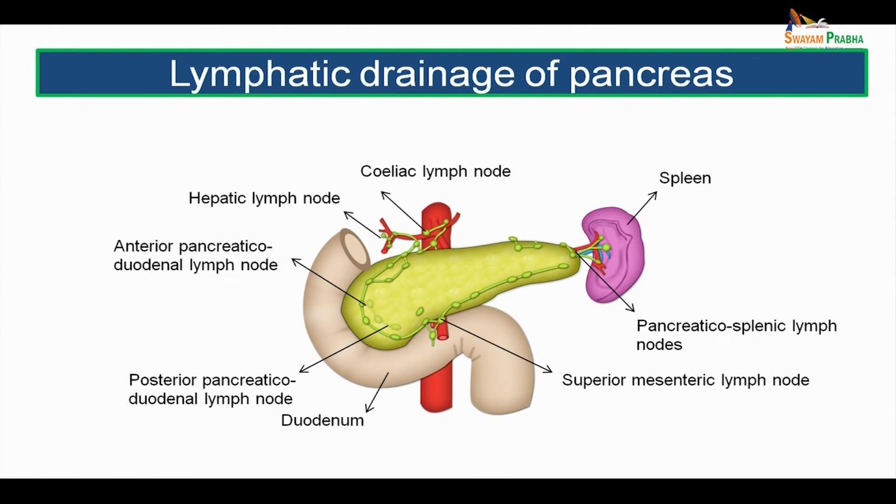This picture here shows us the lymphatic drainage of pancreas. The head and the neck region draining into anterior and posterior pancreatico-duodenal group of lymph nodes, while the body and tail drains into the pancreatico-splenic group of lymph nodes and efferents from all these draining into the superior mesenteric and the celiac group of pre-aortic lymph nodes.